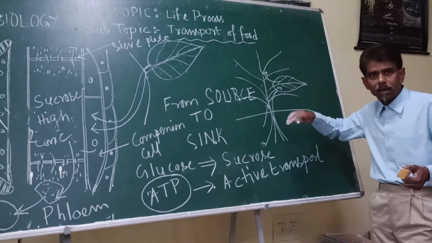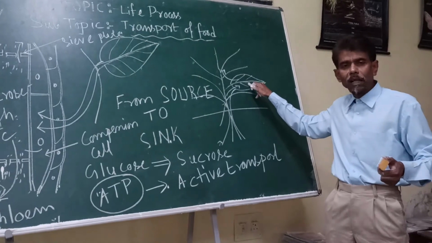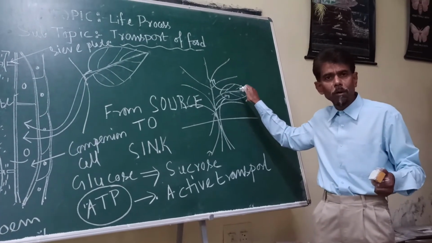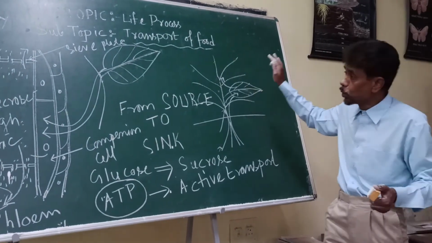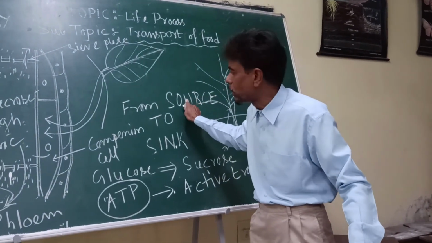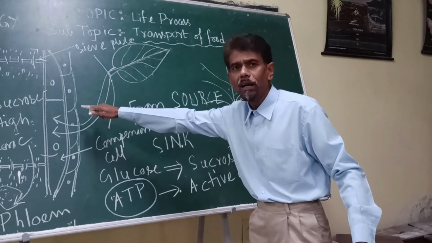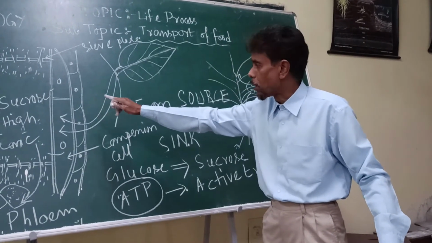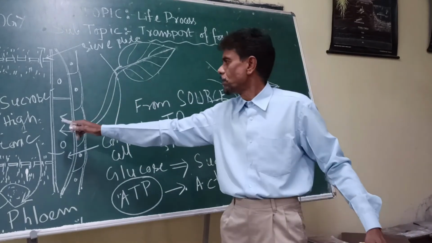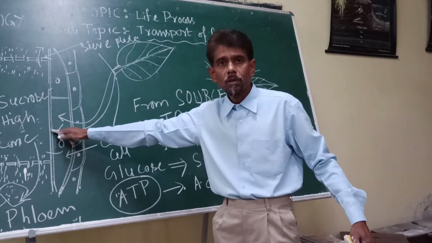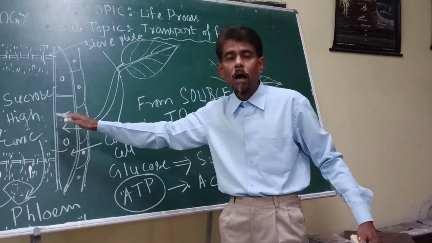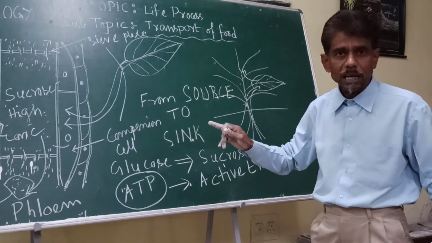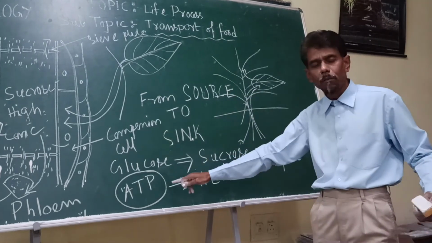Again, try to understand. In the leaf, food is prepared, glucose is prepared, and glucose has been converted into sucrose. Sucrose is actively loaded to where? Loaded to the companion cell. From the companion cell, it then reaches the sieve tube. How is it reaching? By means of an active process, active transport, by the expenditure of ATP.